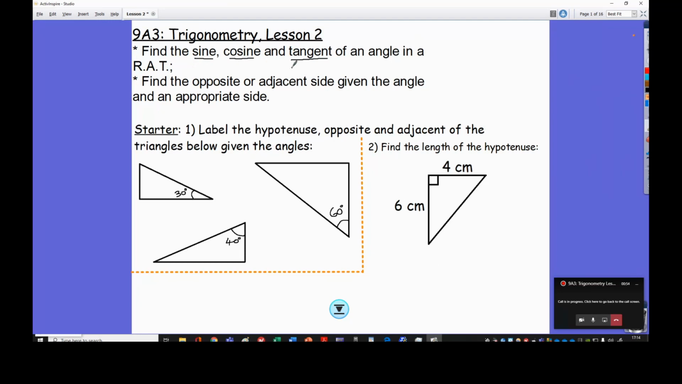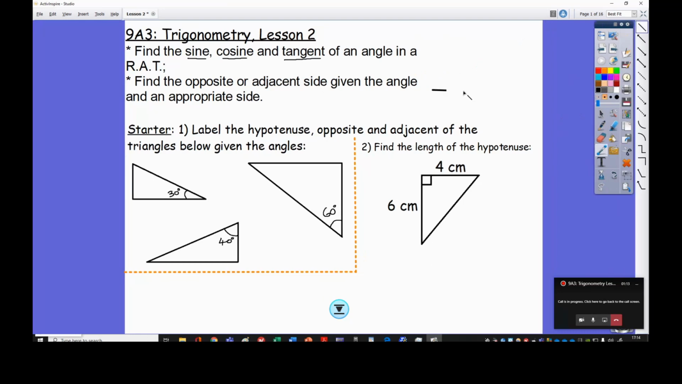It just involves dividing one of the sides by another one of the sides. That's all it is. And then we want to be able to use that to find the opposite or adjacent side given the angle and an appropriate side. So by the end of this lesson, we should be able to solve problems like this.